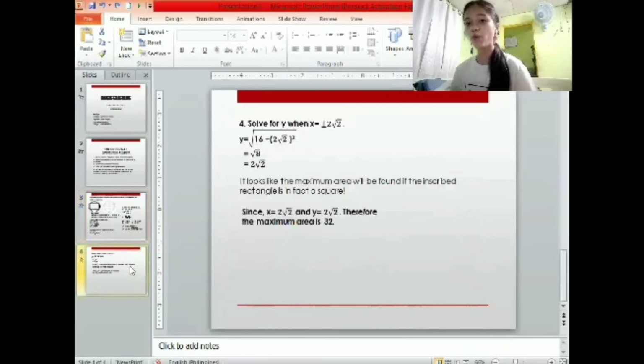So solve for y when x equals 2 square root of 2. We're gonna substitute it into the y equation from the first step. So y equals the square root of 8, and y equals 2 square root of 2. And it looks like the maximum area will be found if the inscribed rectangle is in fact a square. So for the conclusion, since x equals 2 square root of 2 and y equals 2 square root of 2, therefore the maximum area is equal to 32.